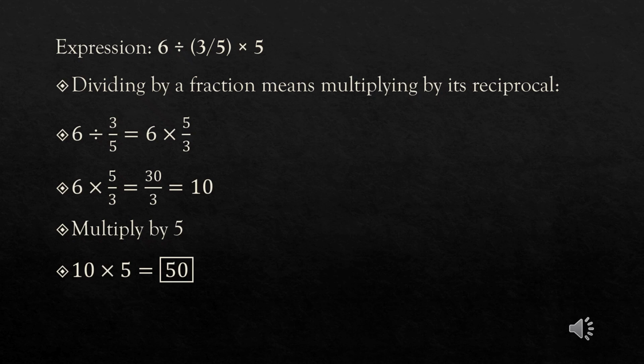Great, but we're not finished yet. According to DEMAS, we continue moving left to right. Now we multiply 10 by 5. 10 times 5 equals 50. Final answer, 50. Quick reminder, follow DEMAS, move left to right, and when you divide by a fraction, flip it and multiply. Math solved, story complete.